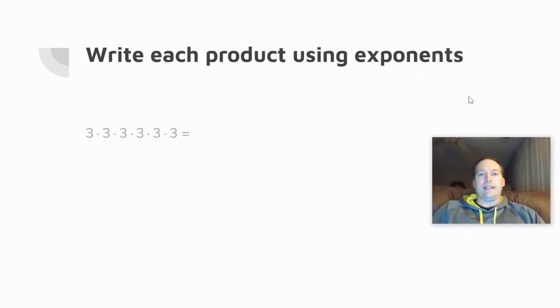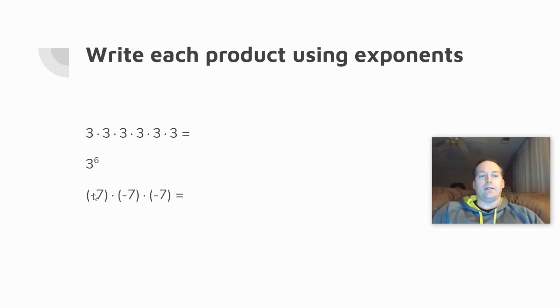Write each using exponents. What that means is you're not solving it, you're just writing it in a different way. So we want to write it as an exponent. We have 3 times 3 times 3, so we have 6 3s. This is going to be written as 3 to the 6th power, just like that. And when you're writing exponents, it's always written to the upper right, and it's a little bit smaller.